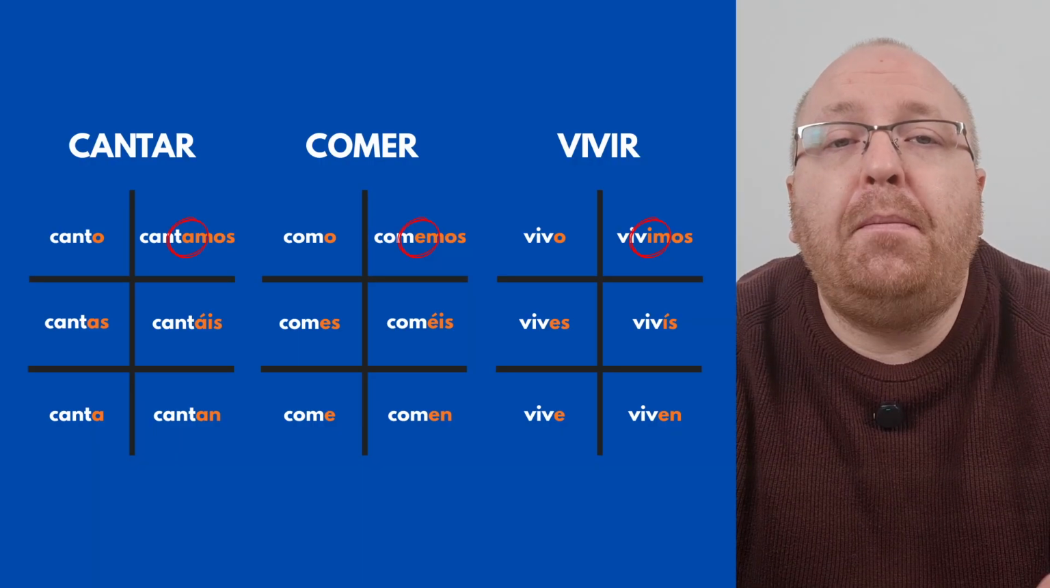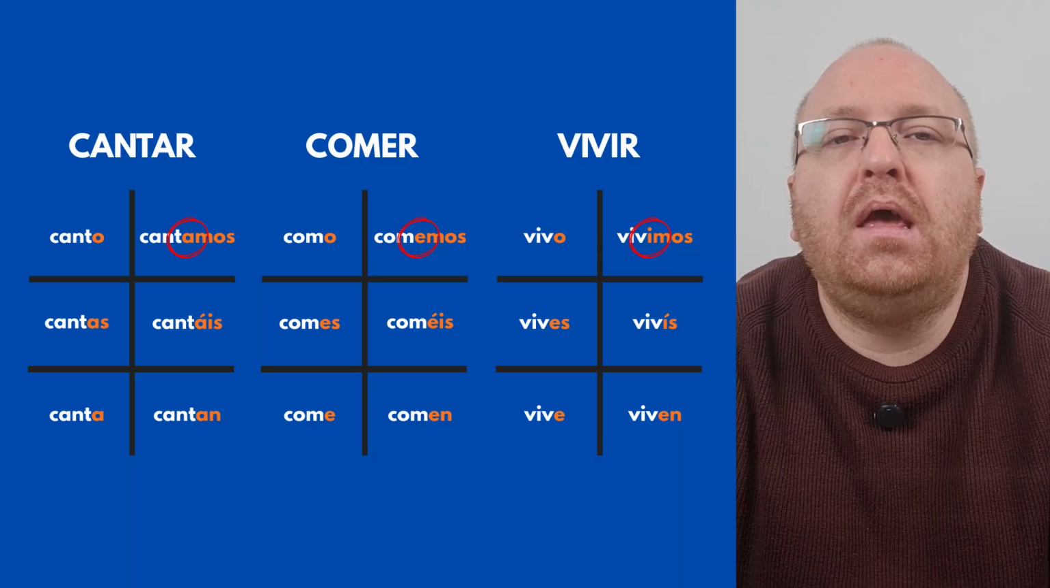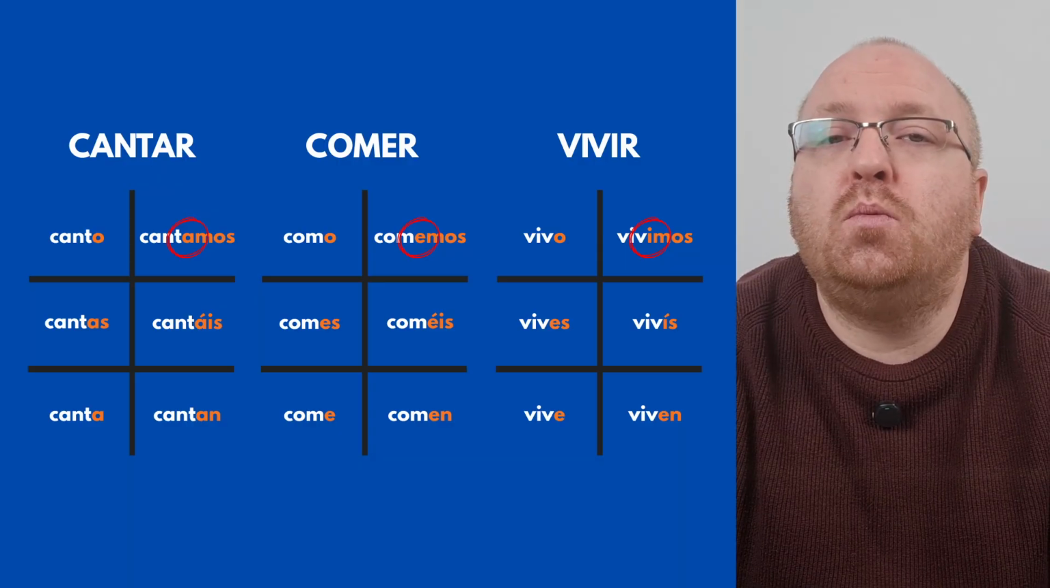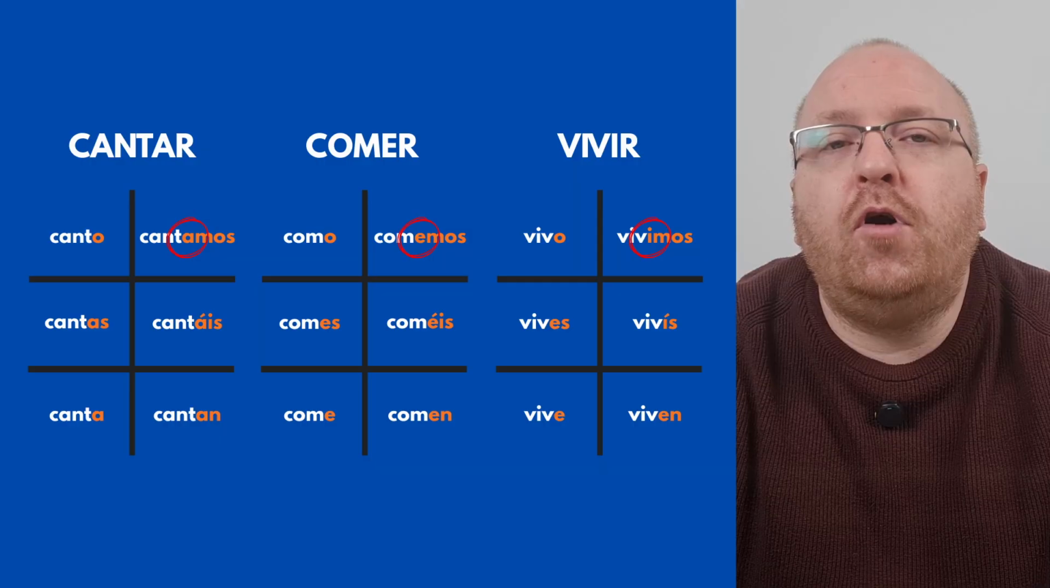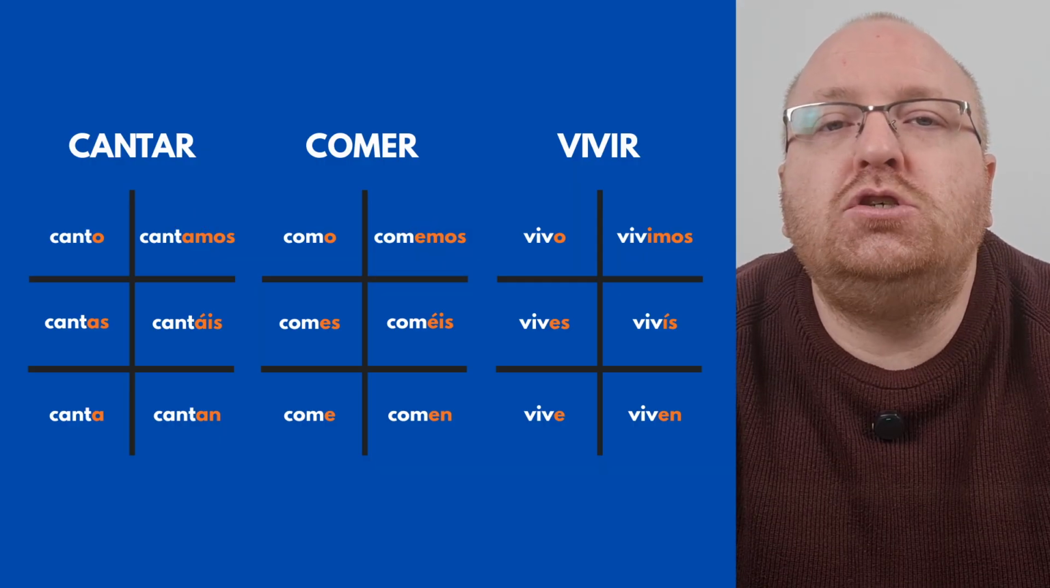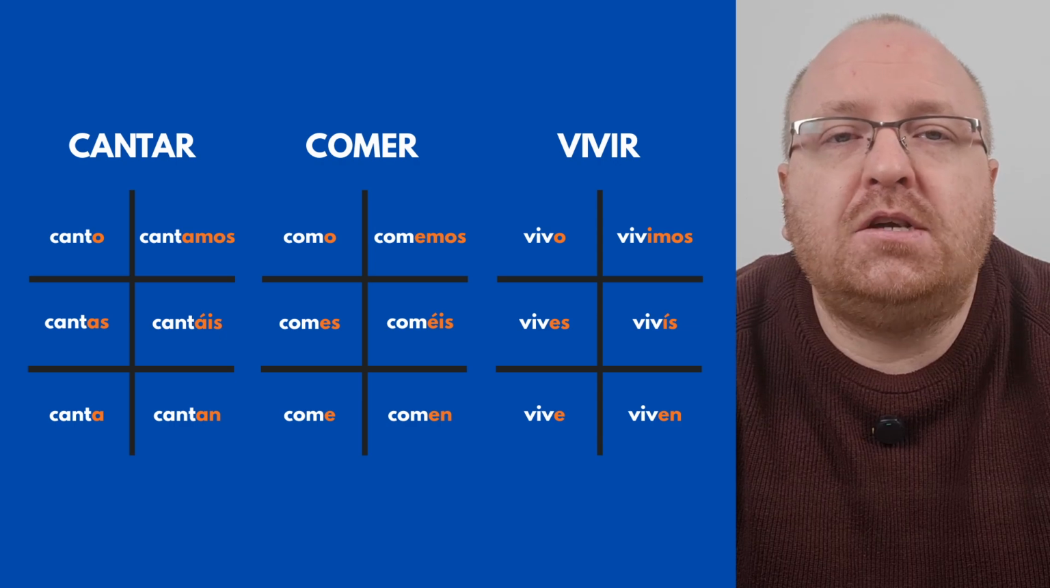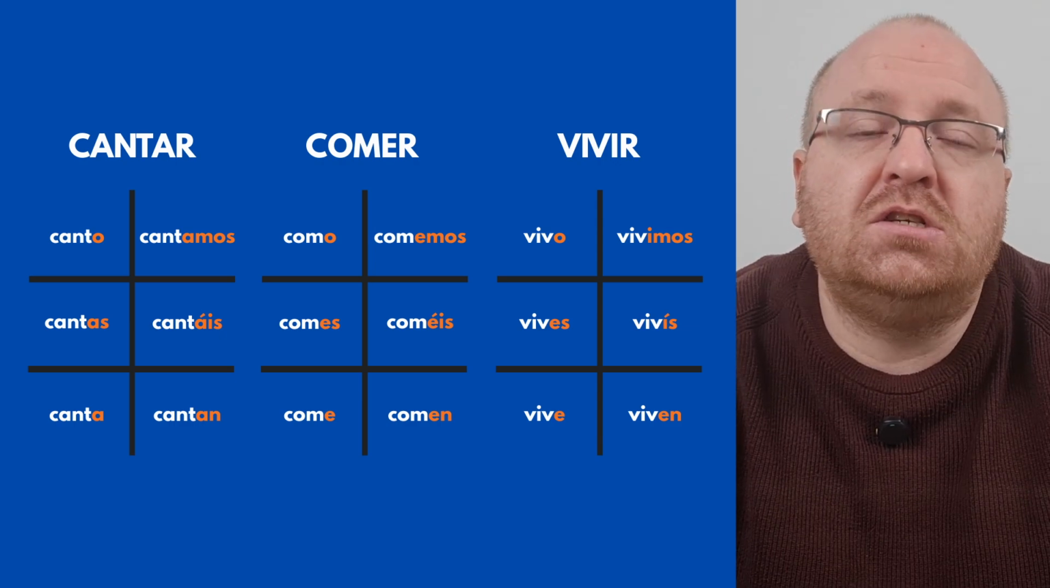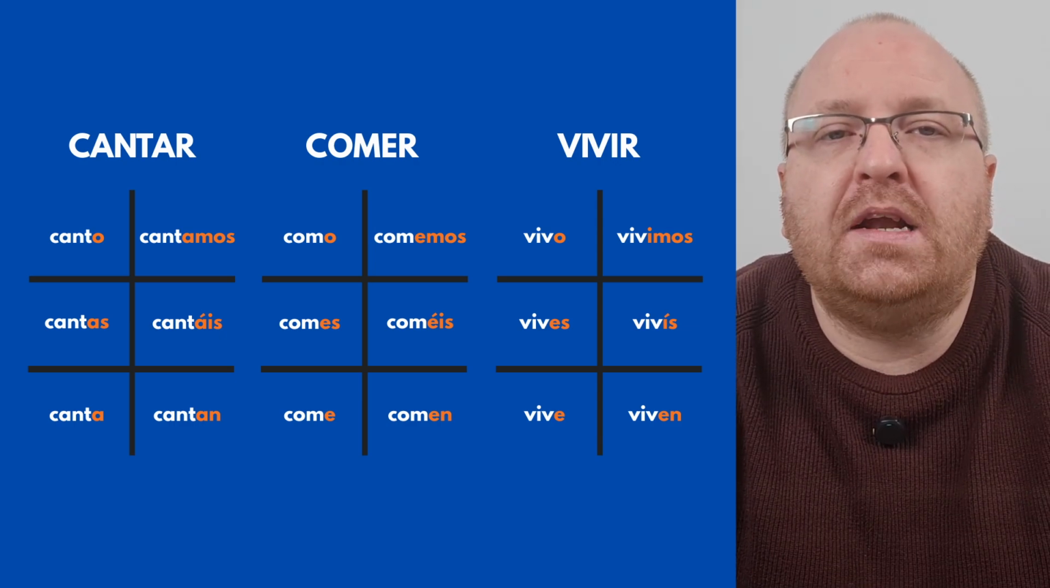AR verbs use amos with an A, ER verbs use emos with an E, and IR verbs use imos with an I. As you can see, once you see these patterns laid out together, Spanish present tense verb conjugations start to feel a lot more manageable.